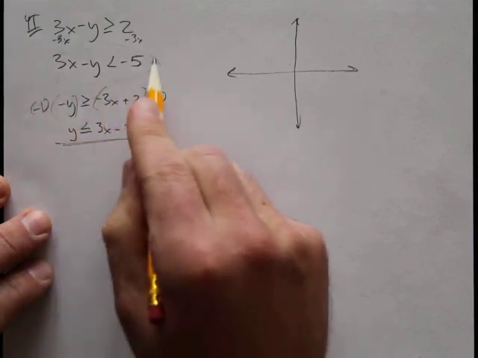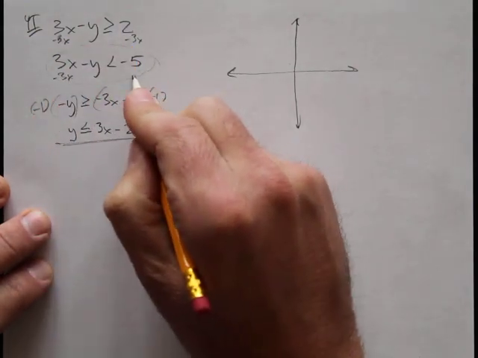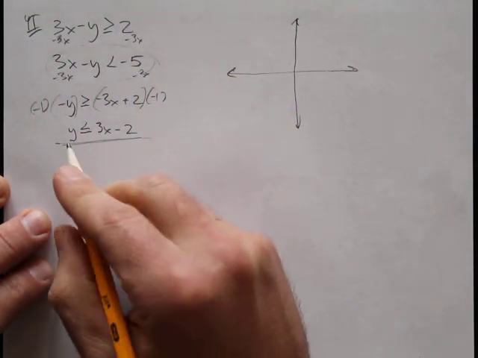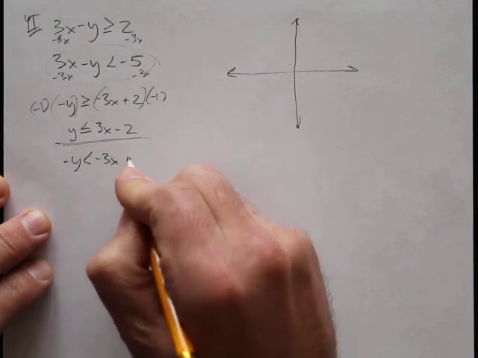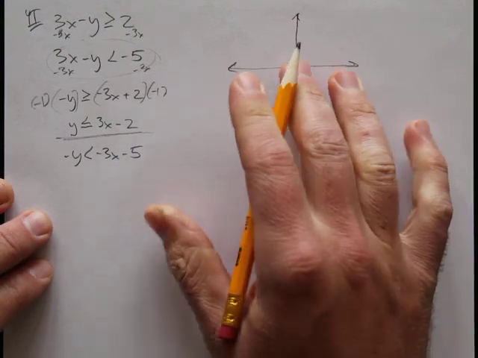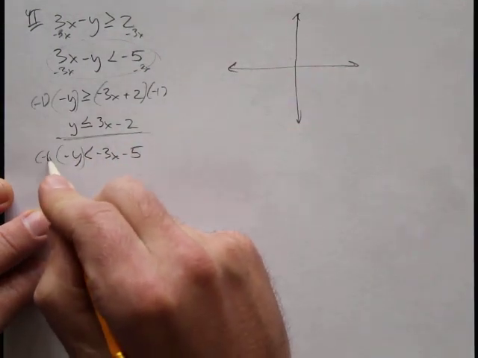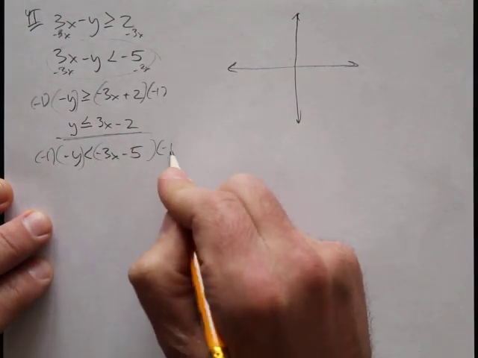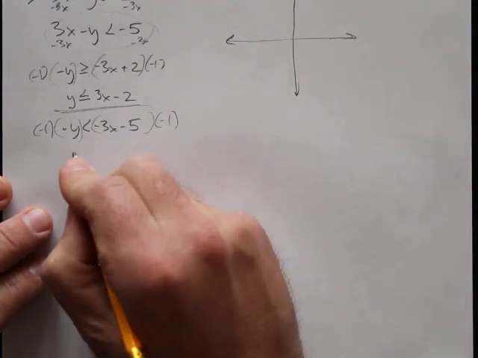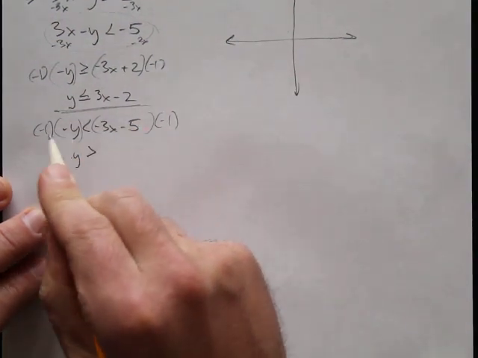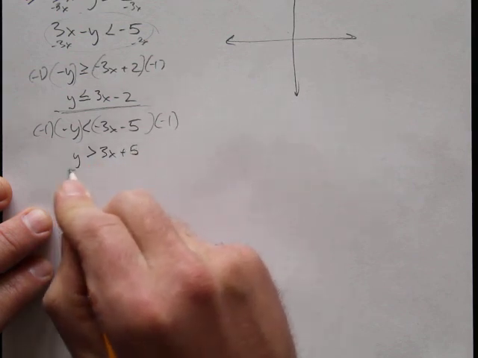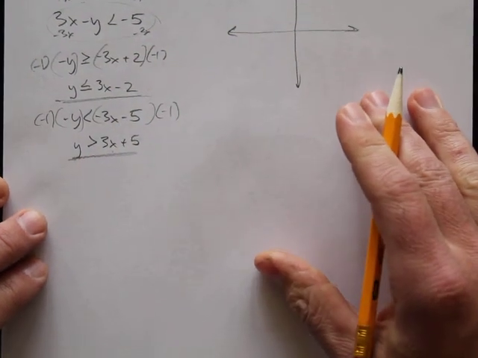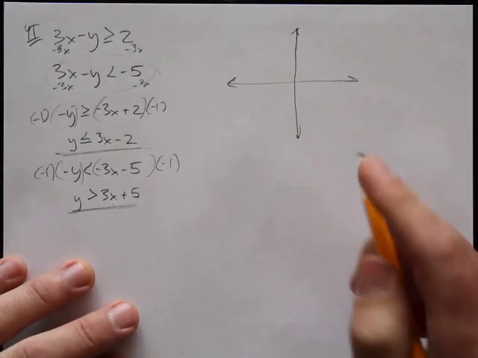Now let's look at this other one. I'm subtracting 3x from both sides, and I end up with negative y is less than negative 3x minus 5. Again, I need to multiply everything by negative 1. What I do to the left, I do to the right. Y is greater than, I switch my sign because I multiplied by a negative 1, 3x plus 5. So those are my two inequalities that I'm going to graph now.